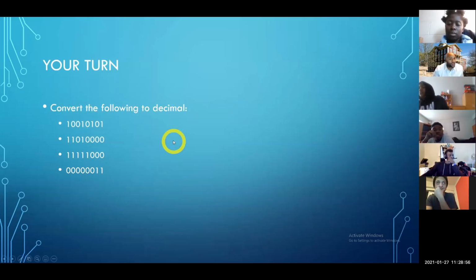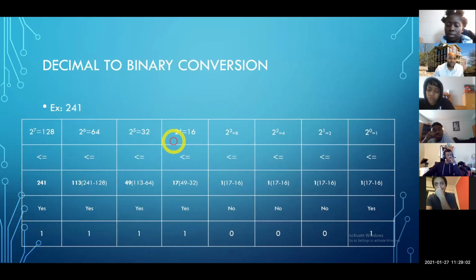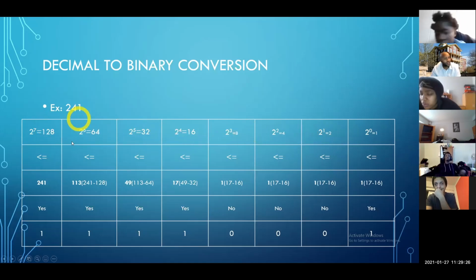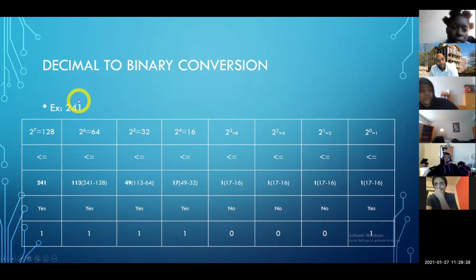All right, so now that we've learned how to go from binary to decimal, how do we go in the reverse direction? I've made a little table and it looks like there's a lot going on, but we'll just talk about this. We have all of our numbers: 2 to the power 0, 1, 2, 3, 4, 5, 6, and 7, which is 1, 2, 4, 8, 16, 32, 64, 128. And say we have 241, and we want to convert it to binary.